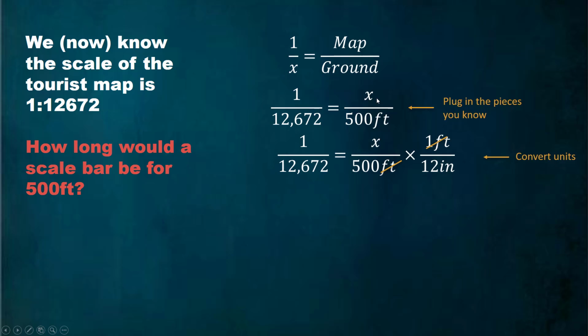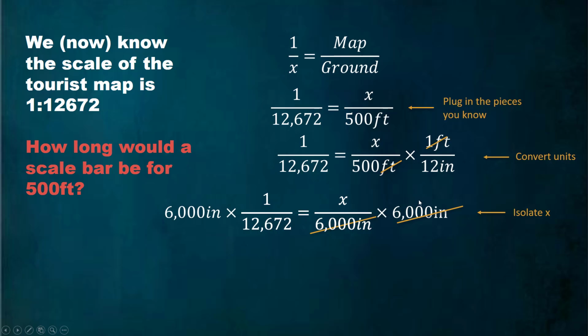So, convert the units, because I'm not going to draw a foot-long scale bar on the map. I'm going to draw it in inches. So I'm going to go feet to inches here. Multiply across, so x times 1, 500 times 12, right? So I get 1 over 12,672 equals x over 6,000 inches. Don't lose track of your inches, right? Because that's the whole point.